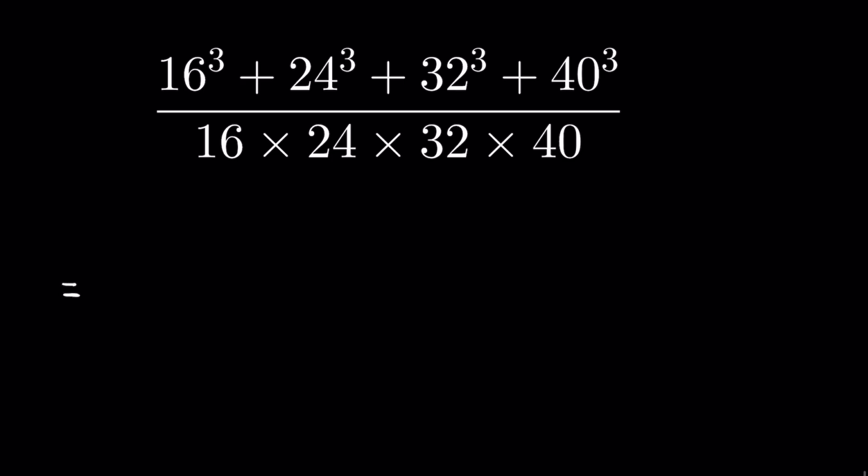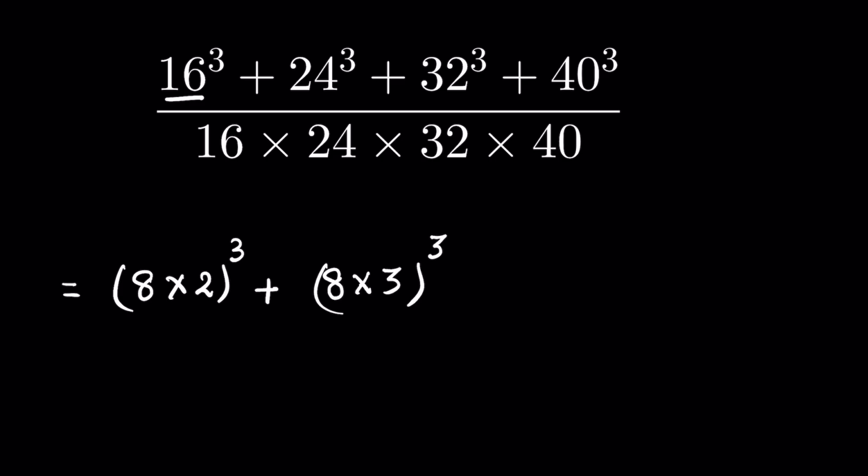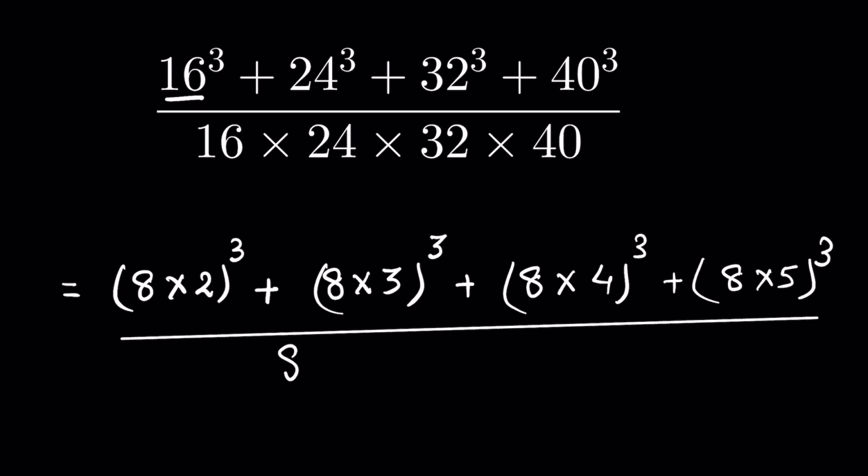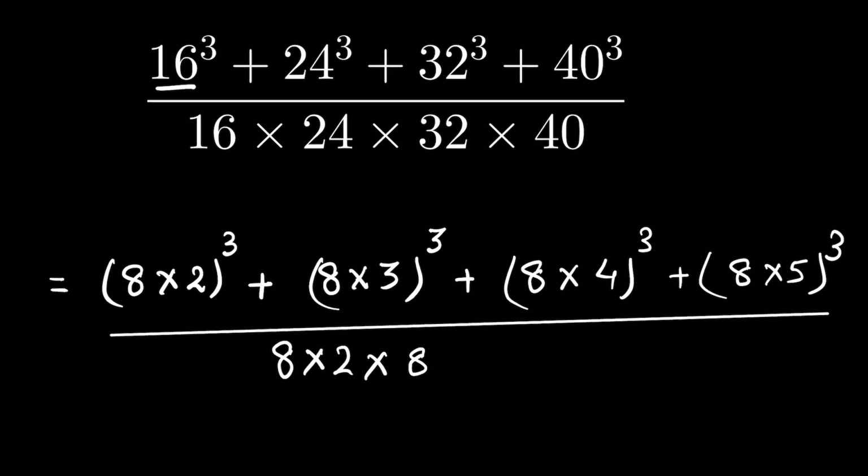So let's try. Now 16 we can write as 8 times 2, then it is cube, so the whole raised to the power of 3, plus 24 as 8 times 3, then the whole raised to the power of 3, plus 32 as 8 times 4, then the whole raised to the power 3, plus 40 as 8 times 5, then the whole raised to the power of 3, then upon again 16 as 8 times 2, 24 as 8 times 3, 32 as 8 times 4, and 40 as 8 times 5.